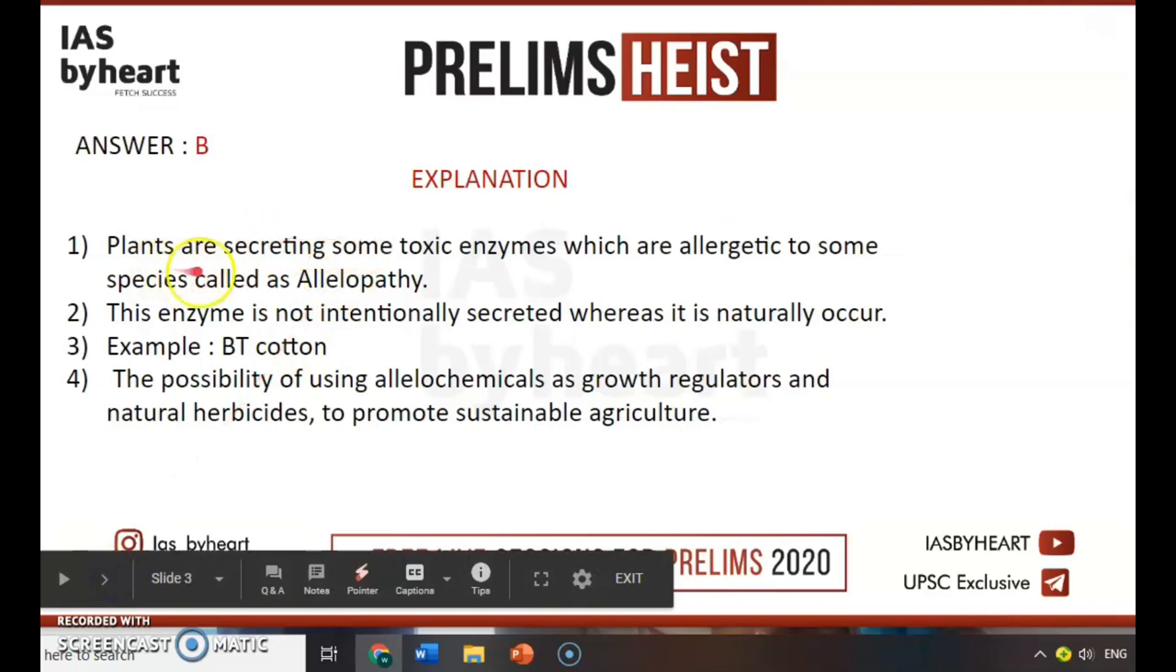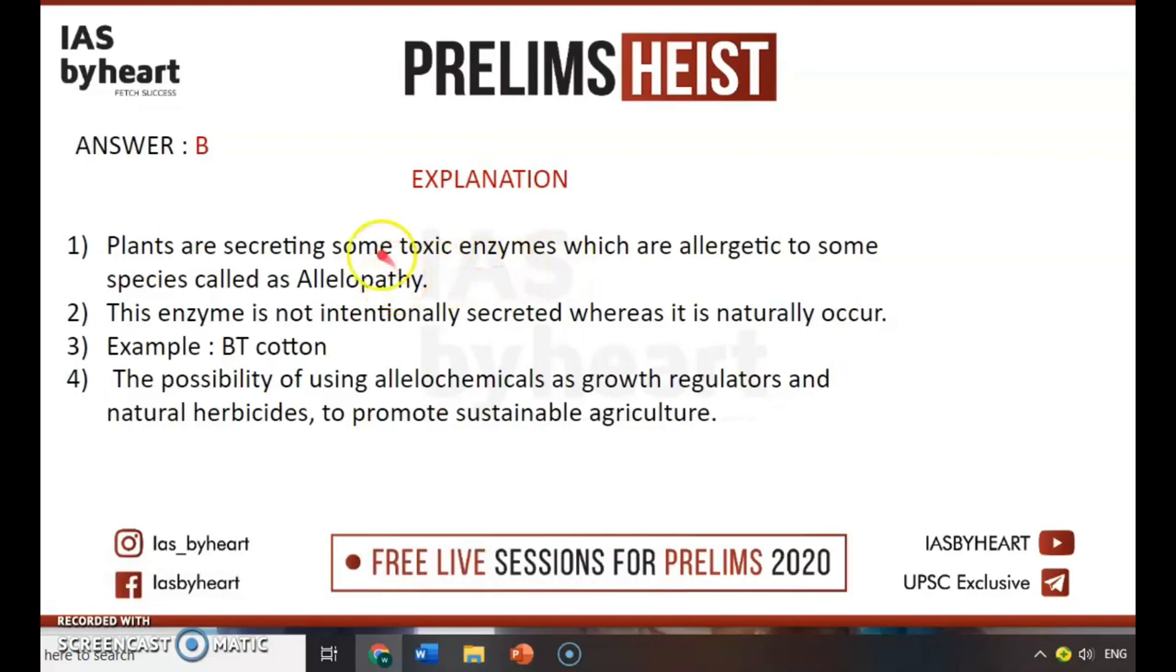See, plants are secreting some toxic enzymes which are harmful to some species, called allelopathy. In allelopathy, it occurs naturally, it is not intentionally secreted. For example, take BT cotton. BT cotton is the best example of allelopathy. In this allelopathy, we are using this to promote sustainable agriculture.